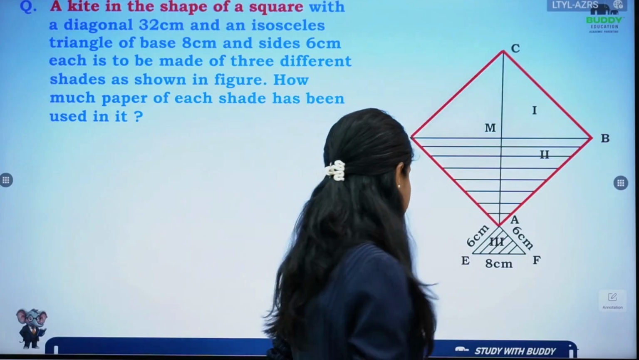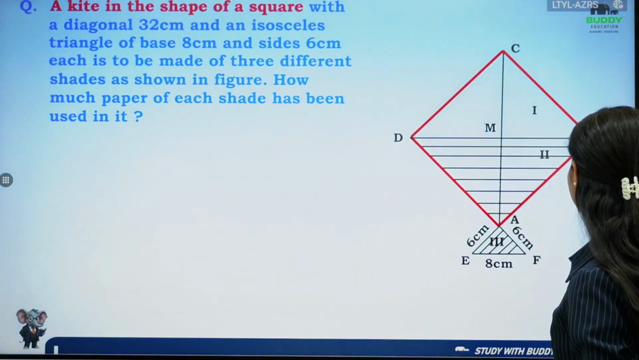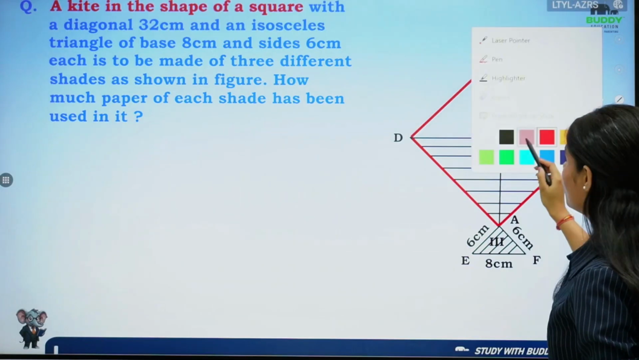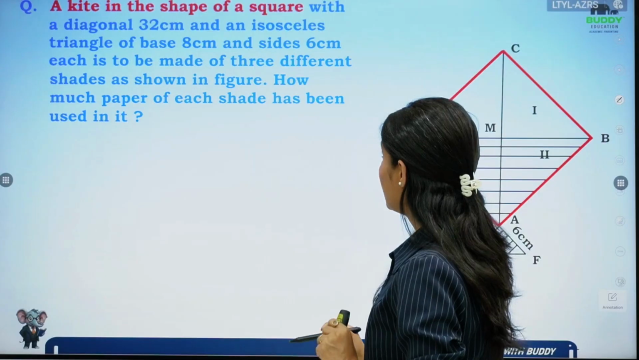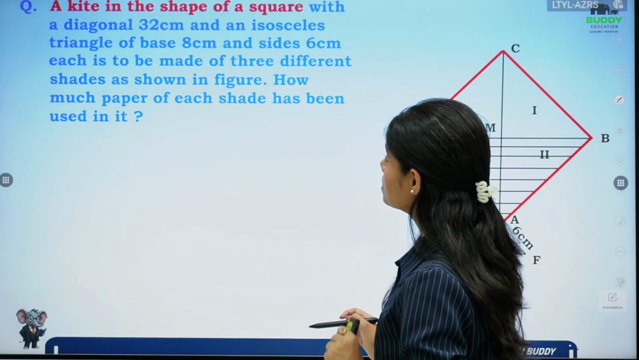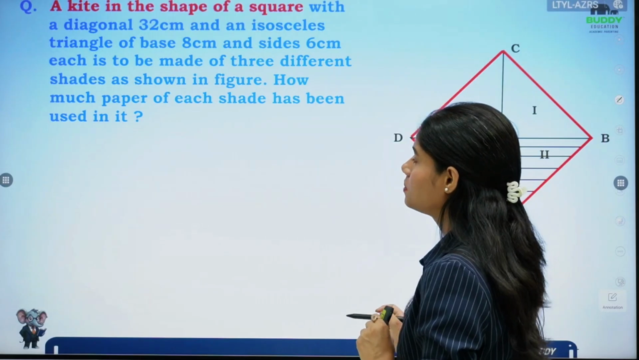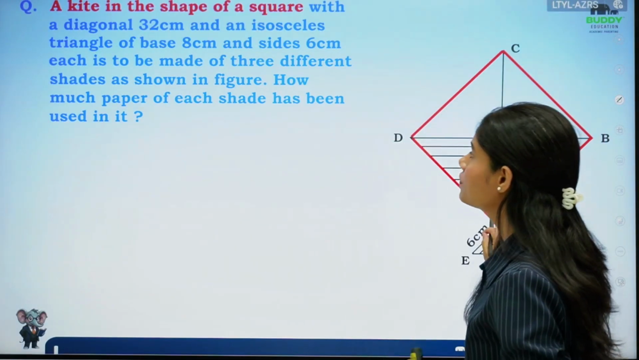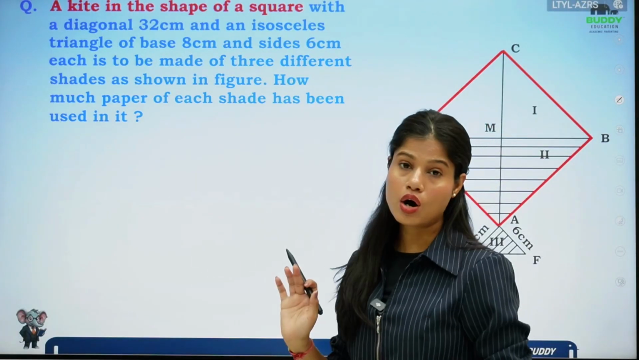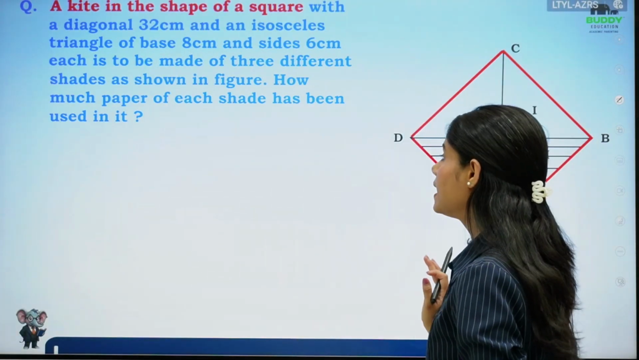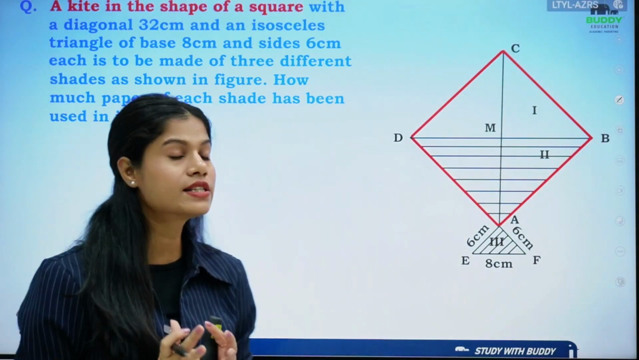The question is: a kite in the shape of a square with a diagonal of 32 centimeter, and an isosceles triangle of base 8 centimeter and side 6 centimeter, is to be made of 3 different shades as shown in the figure. How much paper of each shade has been used in it? So I'll explain and read this question for you.